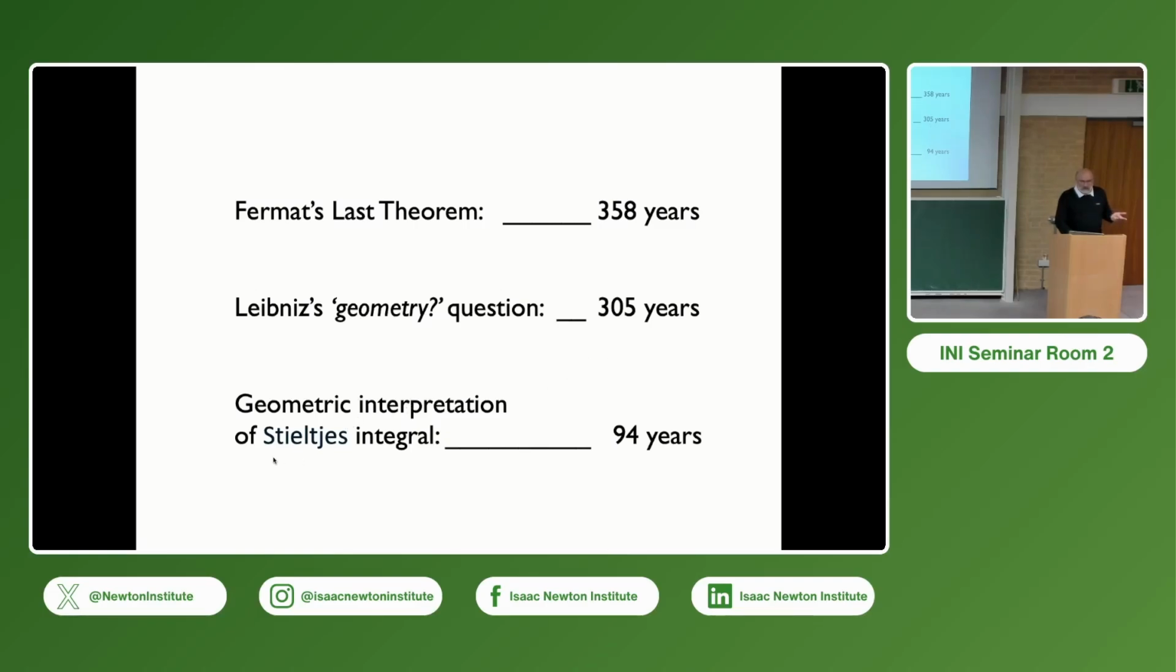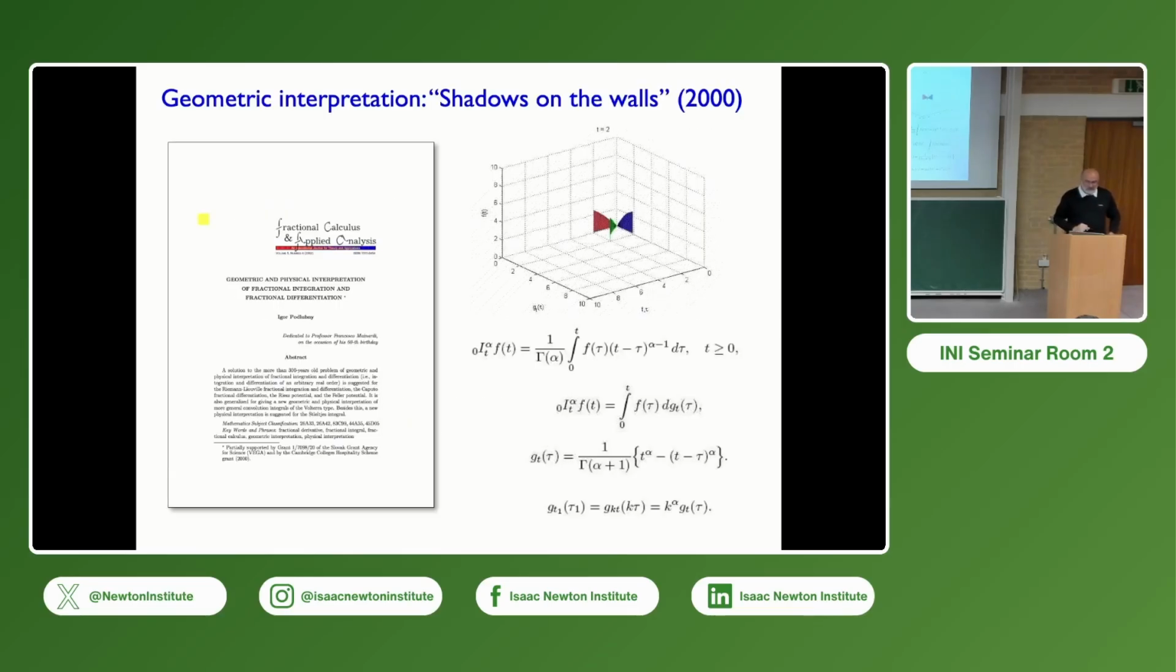And there was also another thing. We use a lot of Stieltjes integration everywhere. And Stieltjes integral had to wait for the geometric interpretation for 94 years. Okay, everybody knows about Fermat's Last Theorem. Probably nobody knows about the Leibniz geometry question, so that was probably the reason for the long time. And this is what I did in 2000 when I was here on the invitation of late Professor David Crighton, that time the head of the Department of Applied Mathematics and Theoretical Physics here, and the Master of Jesus College.